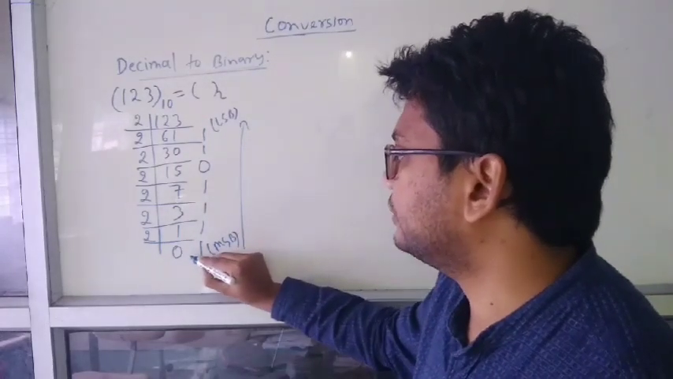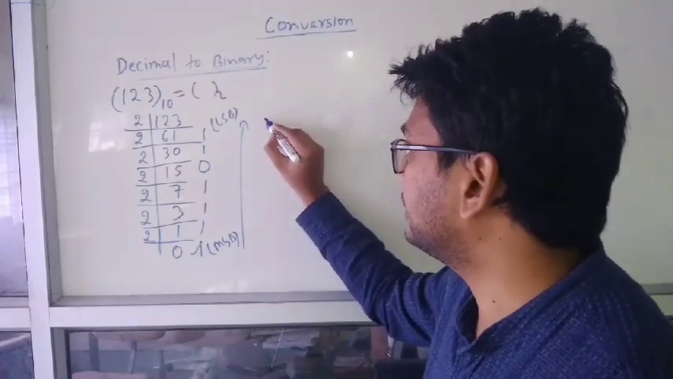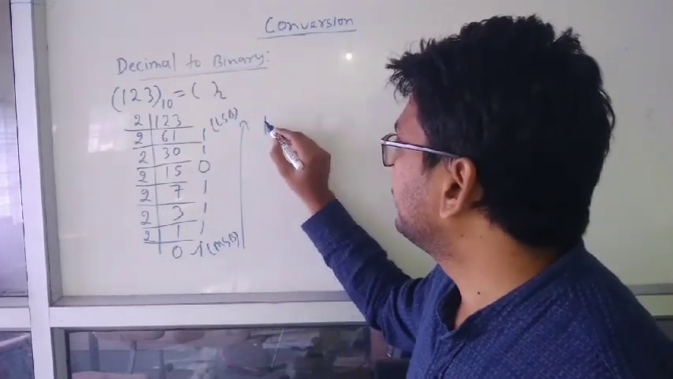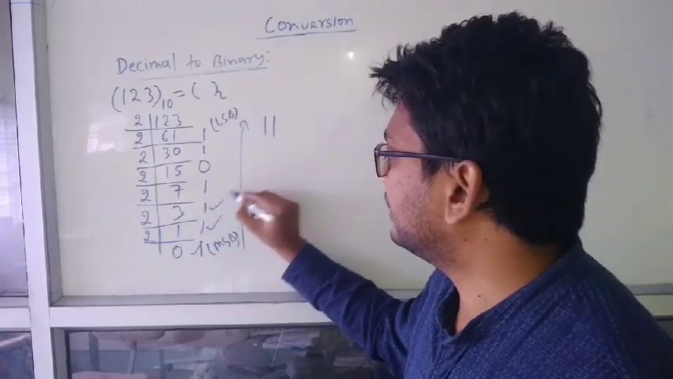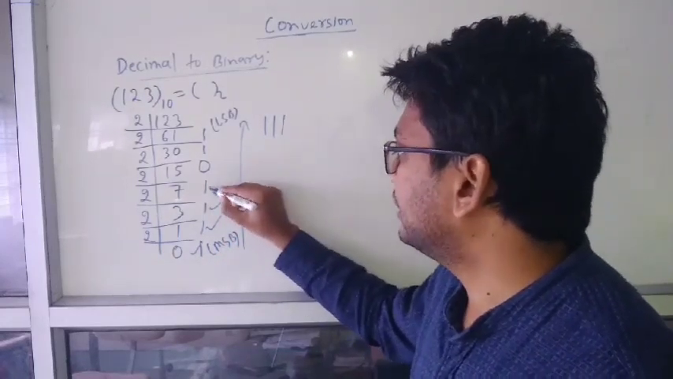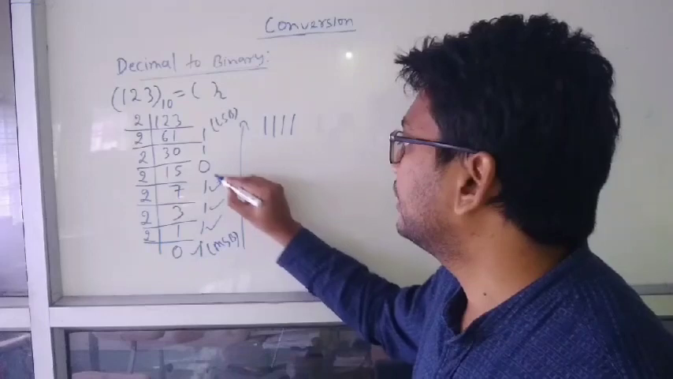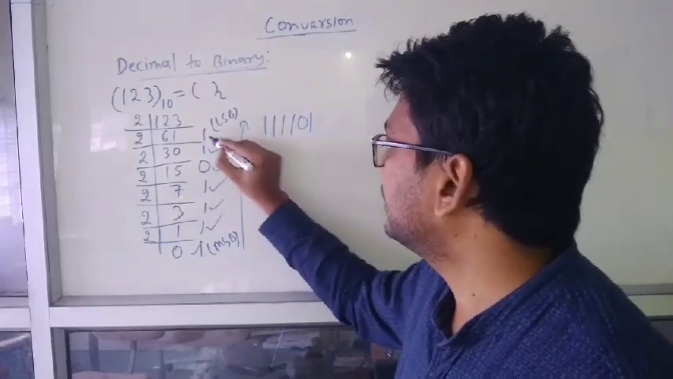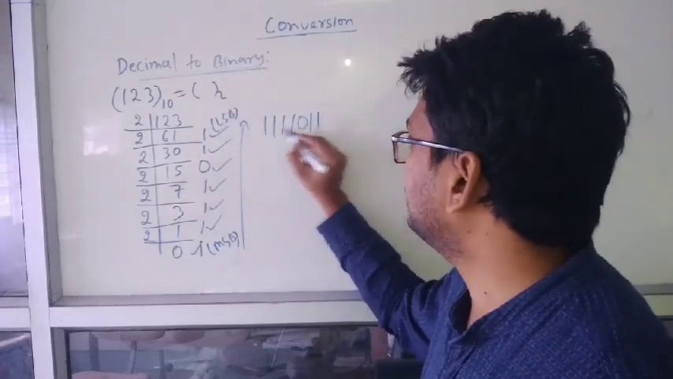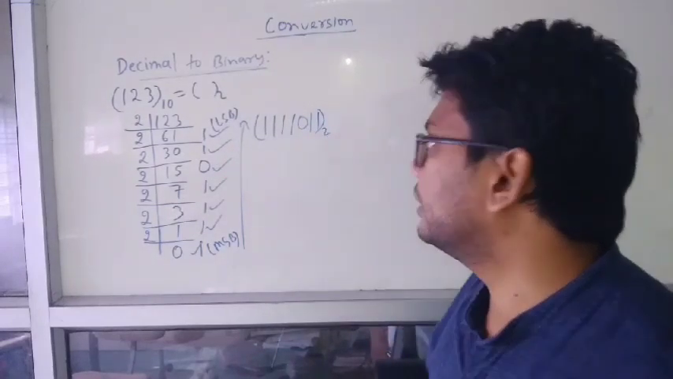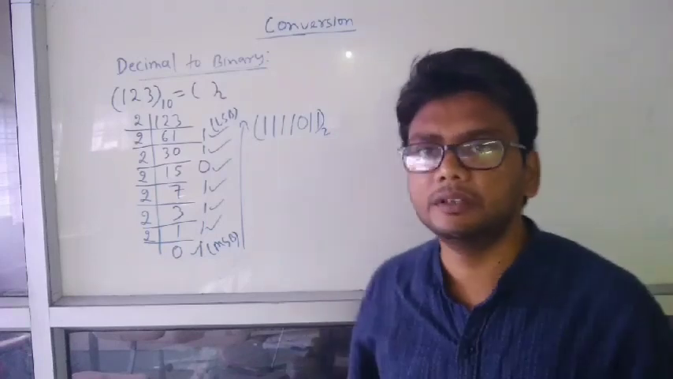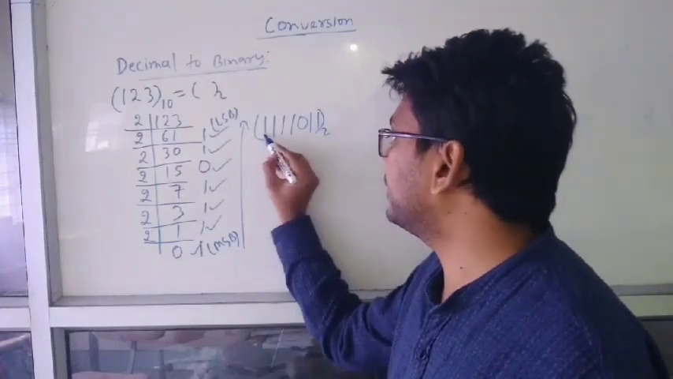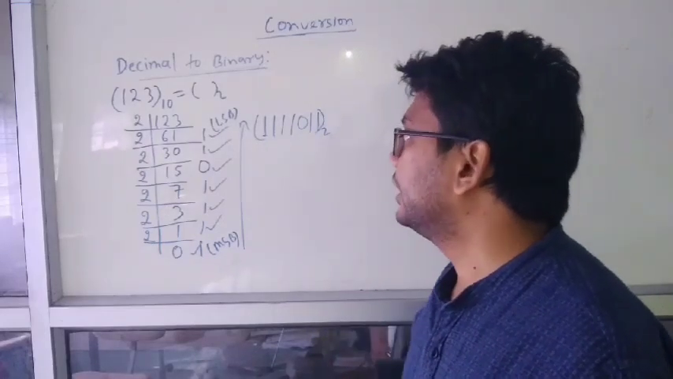First of all the number is 1, the most significant bit is 1, so we write 1 over here. Next again the number is 1, so we write 1. Then 1, we write 1. Next 1, 1. Next the number is 0, we write 0. Next the number is 1, we write 1. Next the number is 1, again we write 1. So we can see that we can easily convert the decimal number into binary. This is the most significant bit and this is the least significant bit.